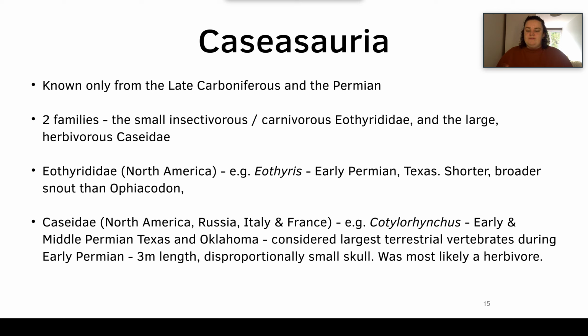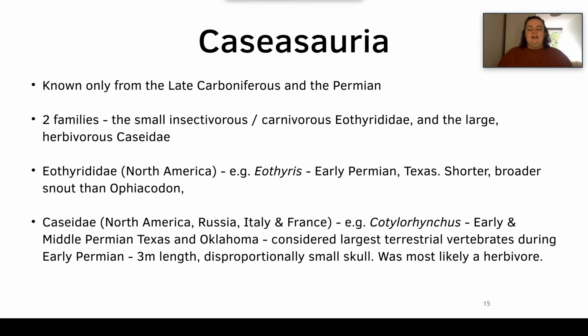And then the Caseidae have been found in North America, Russia, Italy and France, and an example of this is Cotylorhynchus, from the early and middle Permian of Texas and Oklahoma. It was considered the largest terrestrial vertebrate during the early Permian, as it could get up to 3 metres in length, but it had a really disproportionately small skull, which is really funny when you look at the reconstructions.